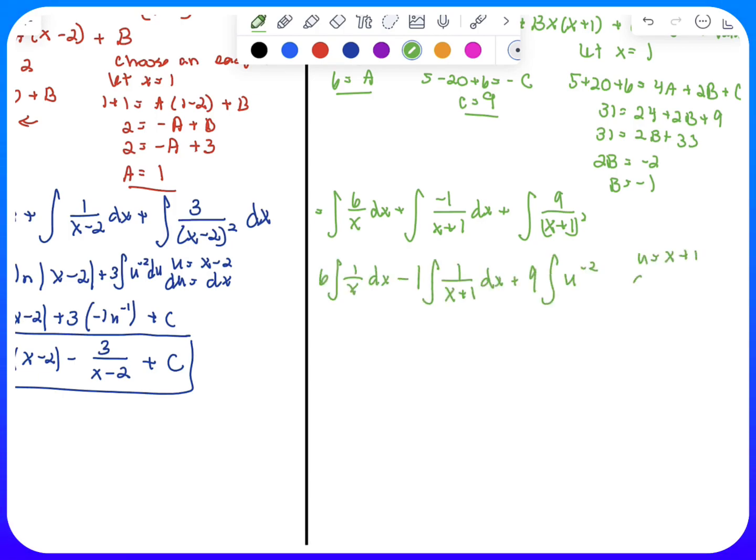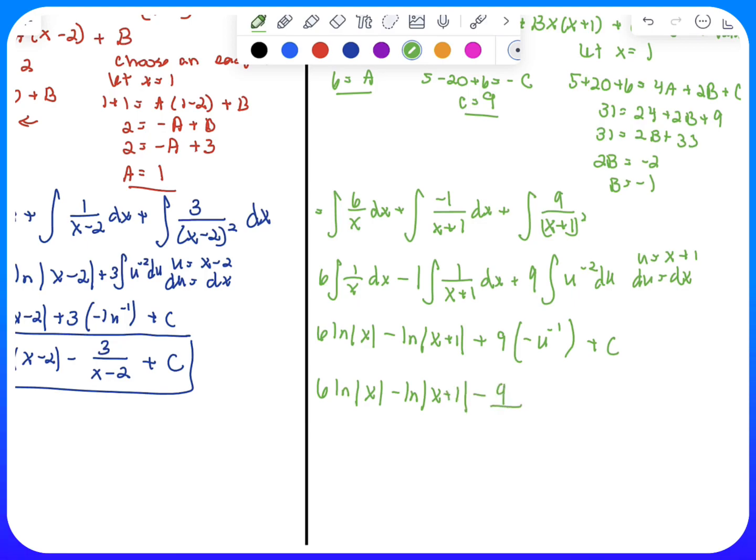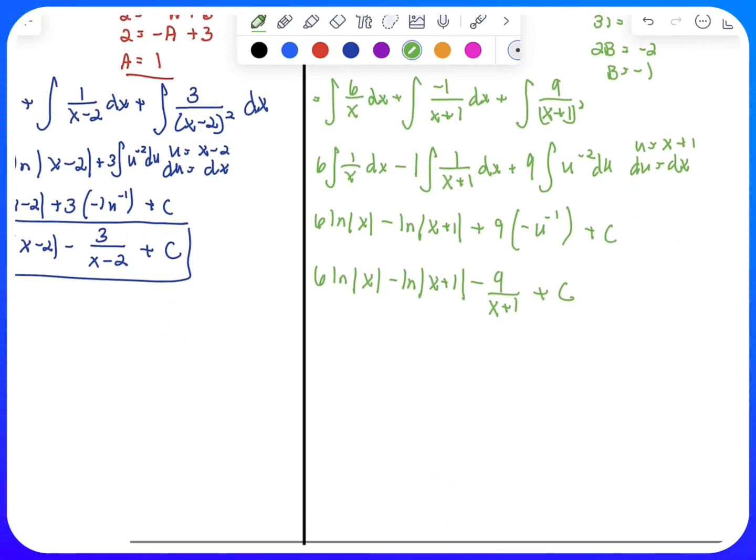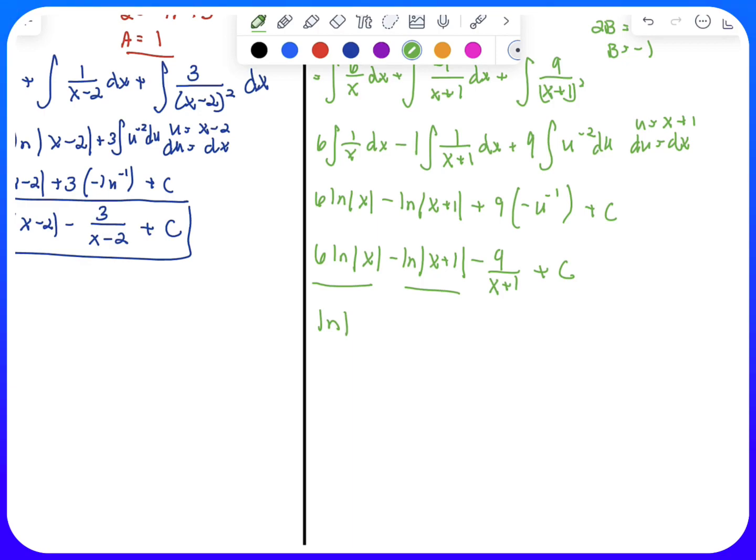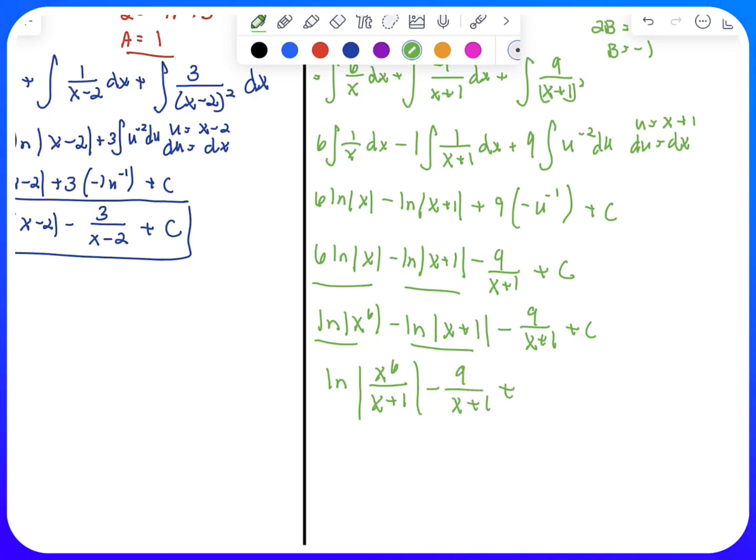Okay, finding the integral of each of those, we end up with 6 times the natural log of x minus the natural log of x plus 1 minus 9 divided by x plus 1 plus c. Now you can do some simplifying on this because of our properties. Remember, with exponents, if we're multiplying by a constant, we bring it into the logarithm and make it a power. Remember, subtraction becomes division. So you're probably going to see the answer written like this.